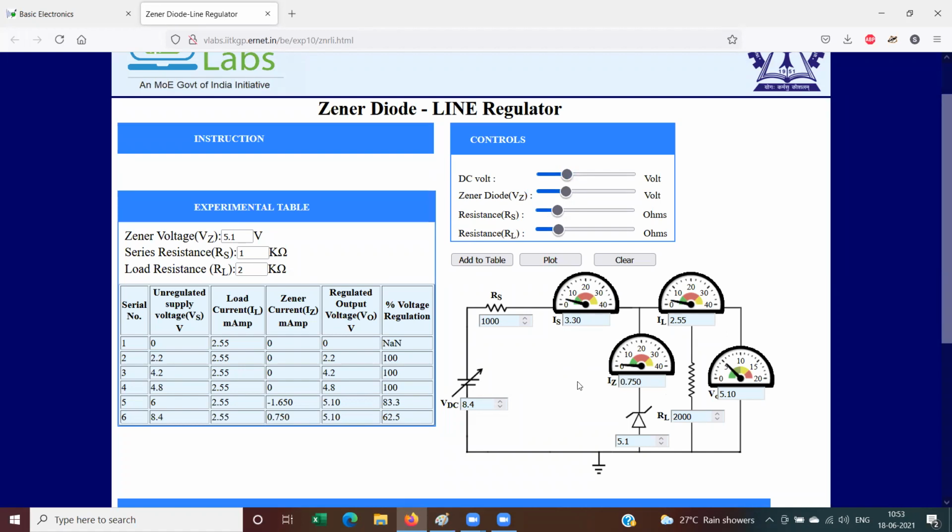Yeah. Now it is working. The currents are also 1.5. This is 3.3. This is 7.5. This is 2.55. And you see that if you multiply IS with RS, you will get a value of 3.3 volt. And if you subtract 3.3 volt from 8.4, you will get 5.1. Right? Check this. Now it is showing correctly. Finally.